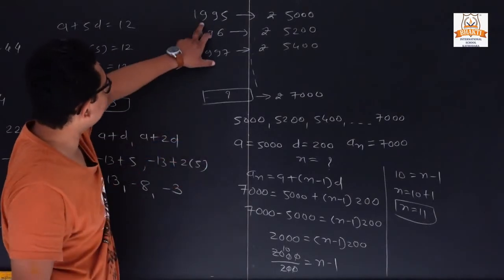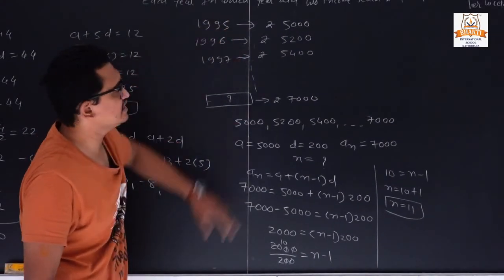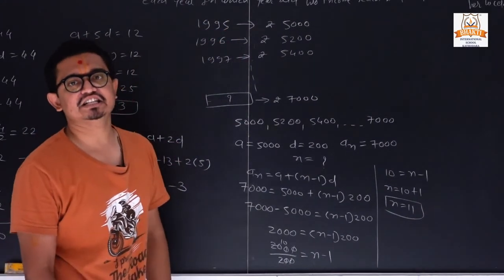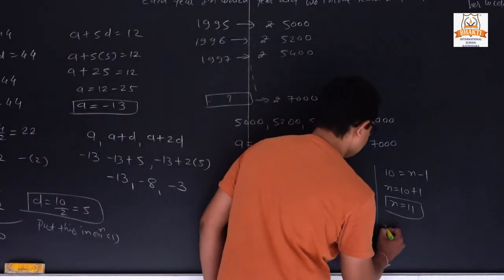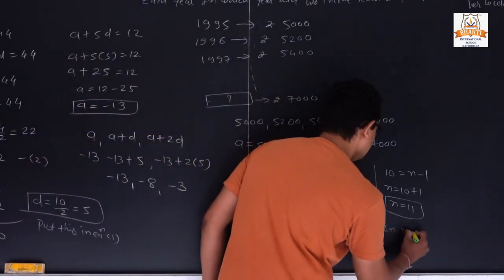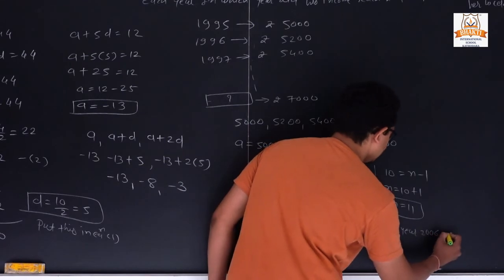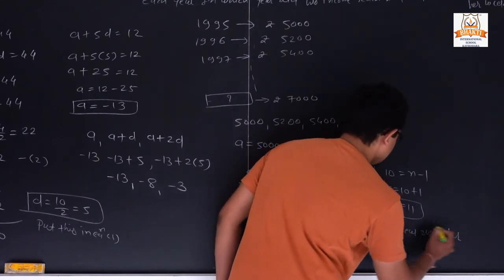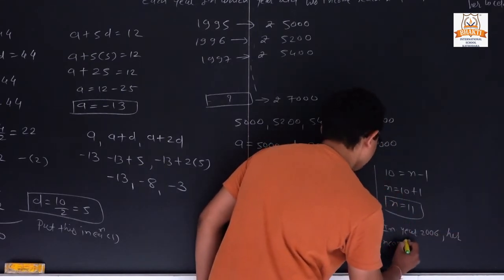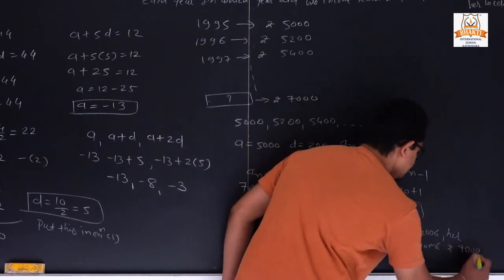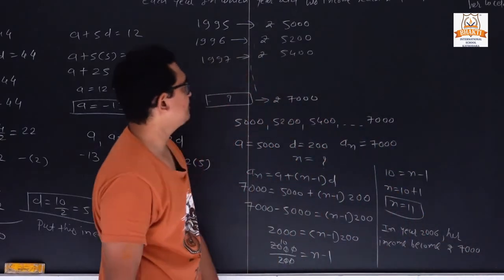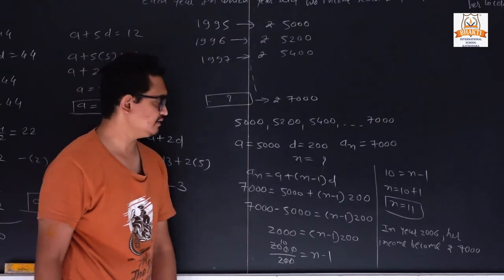So we can add 11 to 1995. So it is 2006. Clear? In which year? In 2006. In the year 2006 his income became 7,000 rupees after 11 years. Clear?